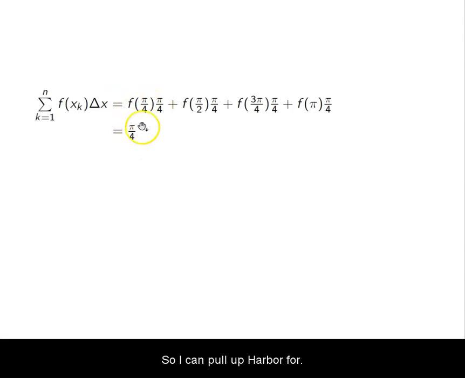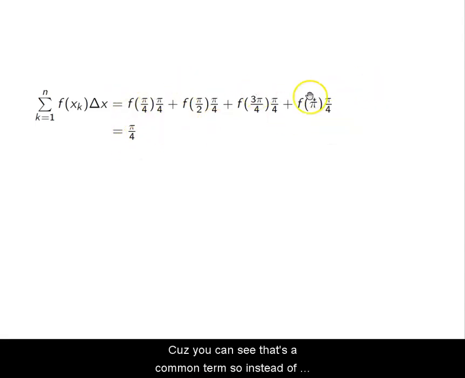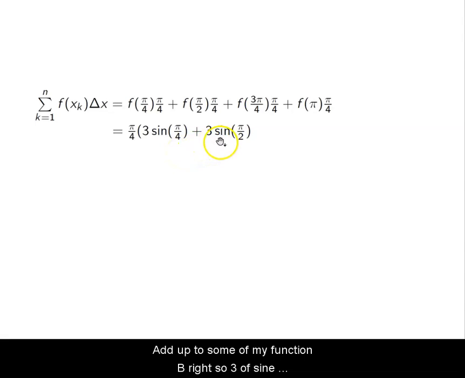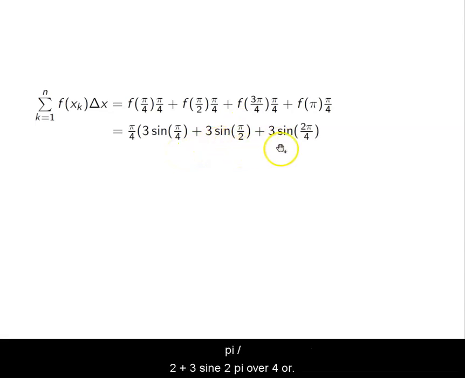So I can pull out pi over 4 because you can see that's a common term. Instead of multiplying these each time, it'll be easier just to pull it out and add up the sum of my function values, right? So 3 sine pi over 4 plus 3 sine pi over 2 plus 3 sine 3 pi over 4, I'm sorry, this should be 3 pi over 4, it's me writing too fast, and 3 sine of pi.